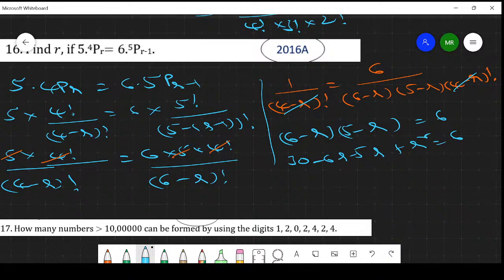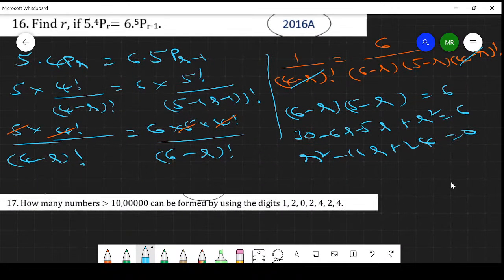r square minus 11r plus 30 equal to 6. Now find the factors here. Then again, first I will rearrange: r square minus 6r minus 5r plus 30 minus 6, transfer this side, it will be 24. So you can find the factors: (r minus 3) into (r minus 8). It comes r equal to 3 or 8.